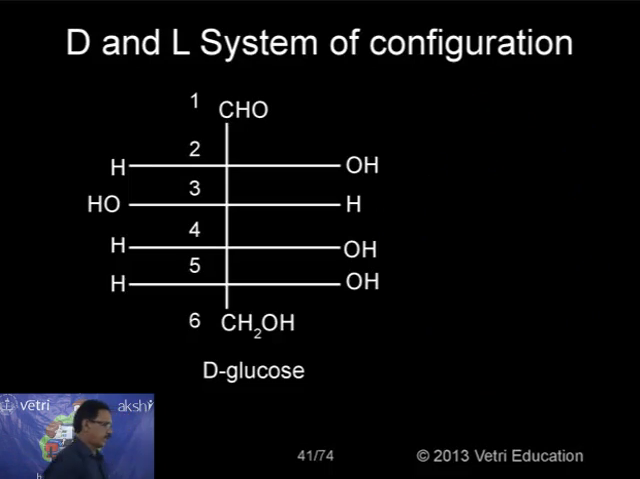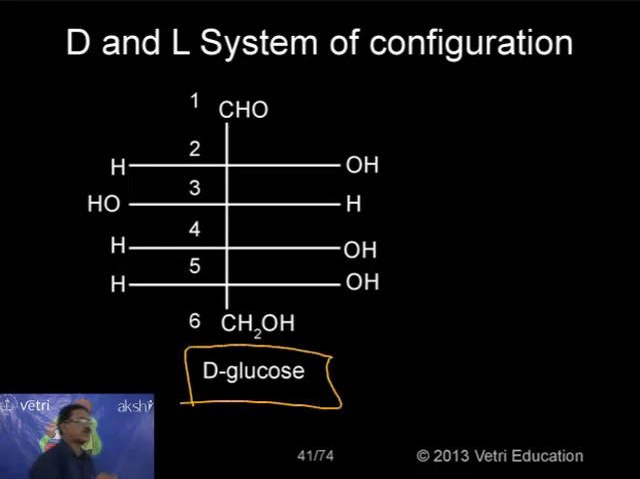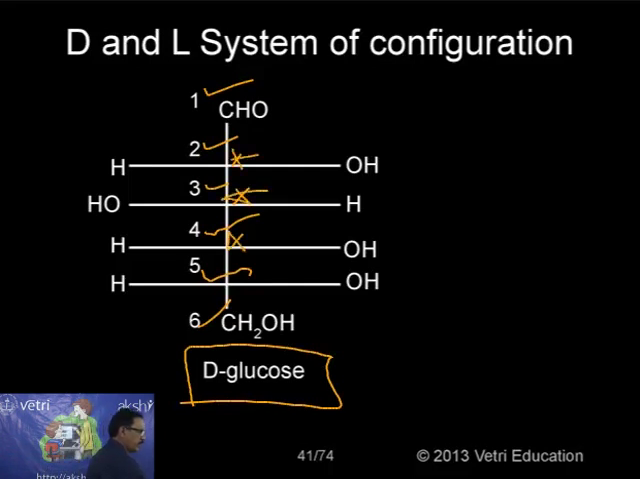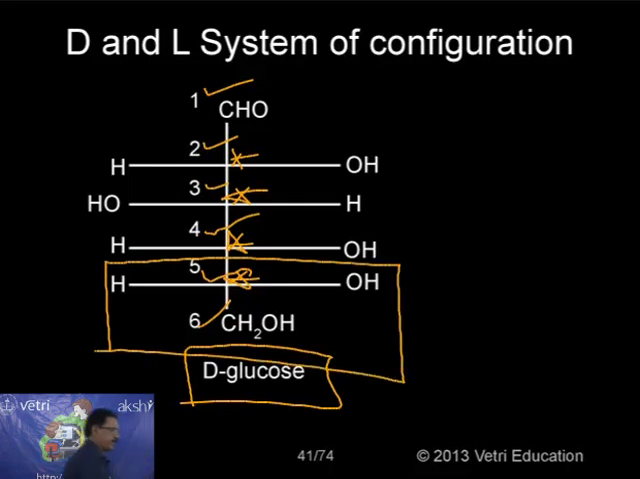Just see here, one of the 16 isomers is what we call D-glucose. Again it has 6 carbon atoms, 1, 2, 3, 4, 5, 6. Which carbon atoms are asymmetric? This is asymmetric, asymmetric, asymmetric and asymmetric: 4 asymmetric carbon atoms. Kindly follow me, this is one of the 16 possible isomers. Now what you have to consider is the lowermost asymmetric carbon atom.